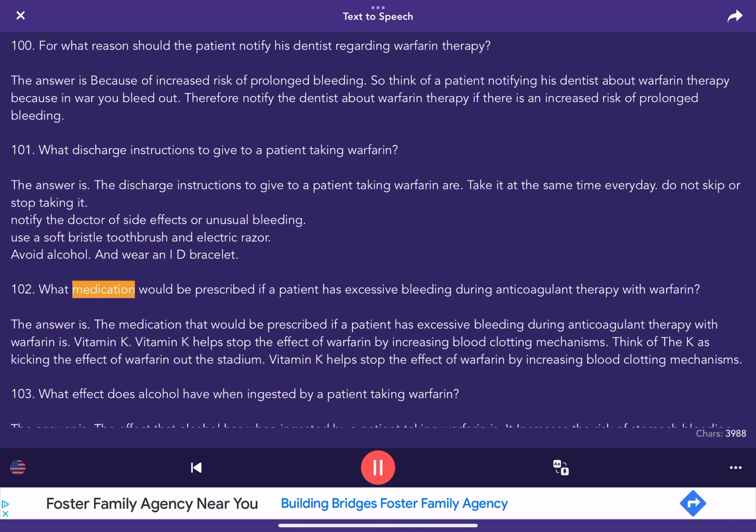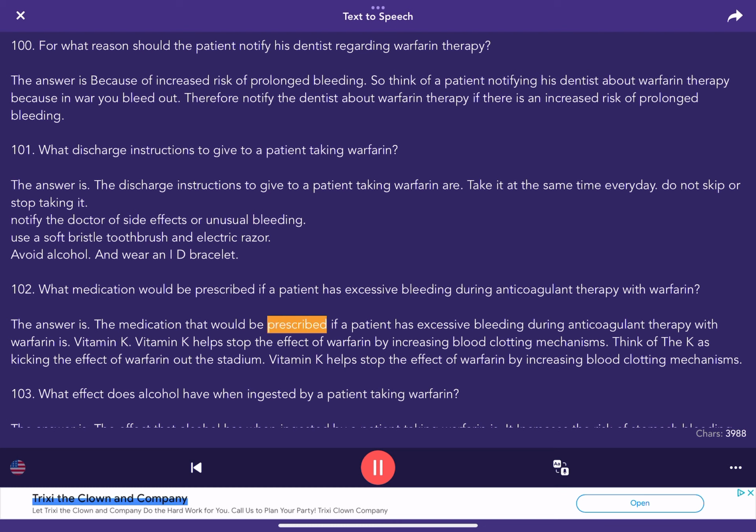102. What medication would be prescribed if a patient has excessive bleeding during anticoagulant therapy with warfarin? The answer is, the medication that would be prescribed if a patient has excessive bleeding during anticoagulant therapy with warfarin is vitamin K. Vitamin K helps stop the effect of warfarin by increasing blood clotting mechanisms. Think of the K as kicking the effect of warfarin out the stadium.